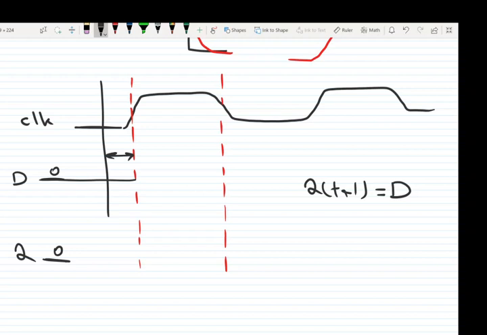So we have a time here. Let me just show it with a different color.